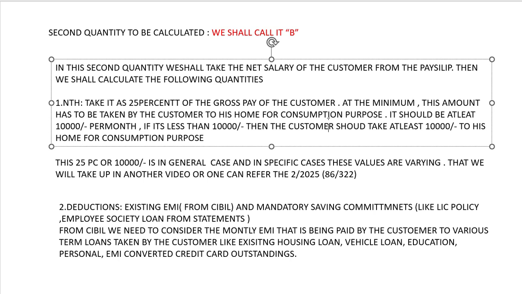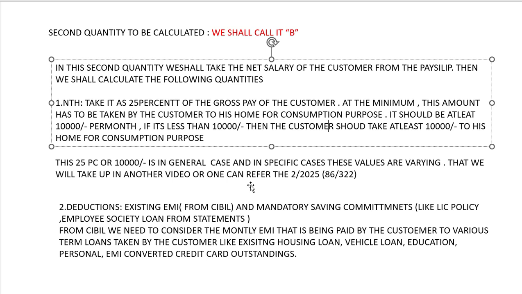In such cases, we will have to ensure that at least 10,000 rupees will be taken by the customer to his home for his domestic needs. If his 25% of the gross pay is less than 10,000, at least 10,000 has to be taken to his home in order to satisfy his domestic needs. So now, we have got the net pay from his salary account statement. This 25% of the gross pay, we will take it down and note it down somewhere.